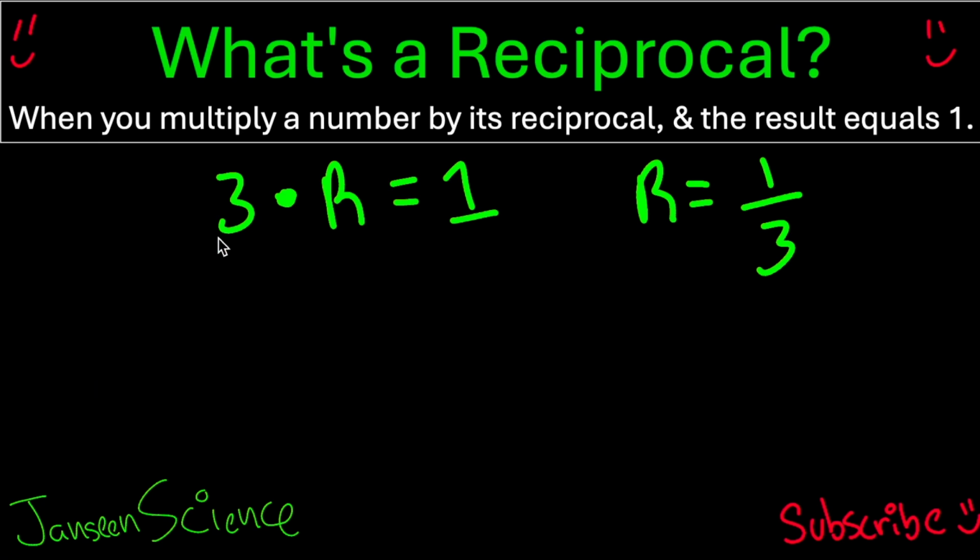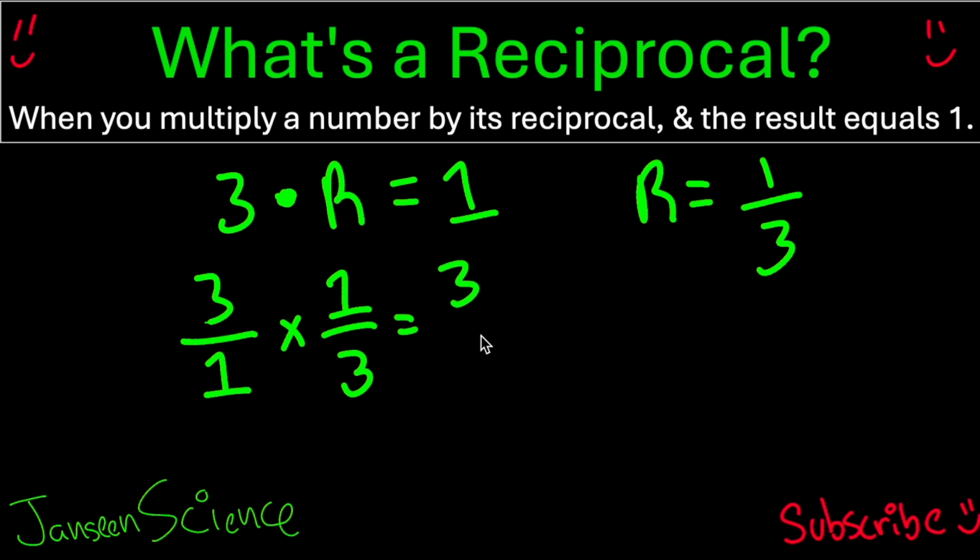Now, to check and see if this statement is true, 3 times R equals 1, let's go ahead and multiply the number, which is 3 over 1, as a fraction, times the reciprocal, which is 1 over 3. And so 3 times 1 is 3. 1 times 3 is 3. 3 divided by 3 is 1. So the statement is true. So again, a reciprocal is when you multiply a number by its reciprocal and the answer becomes 1.